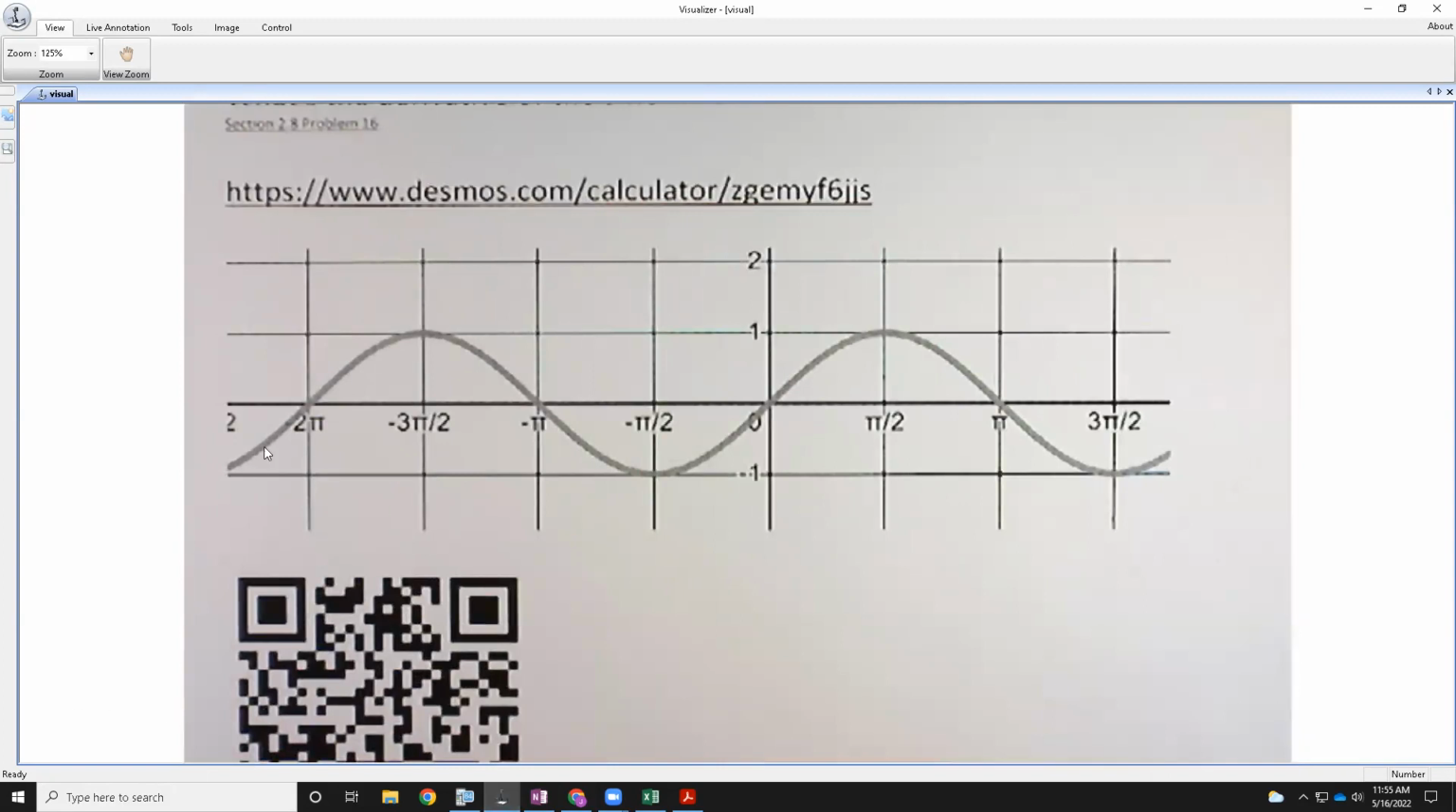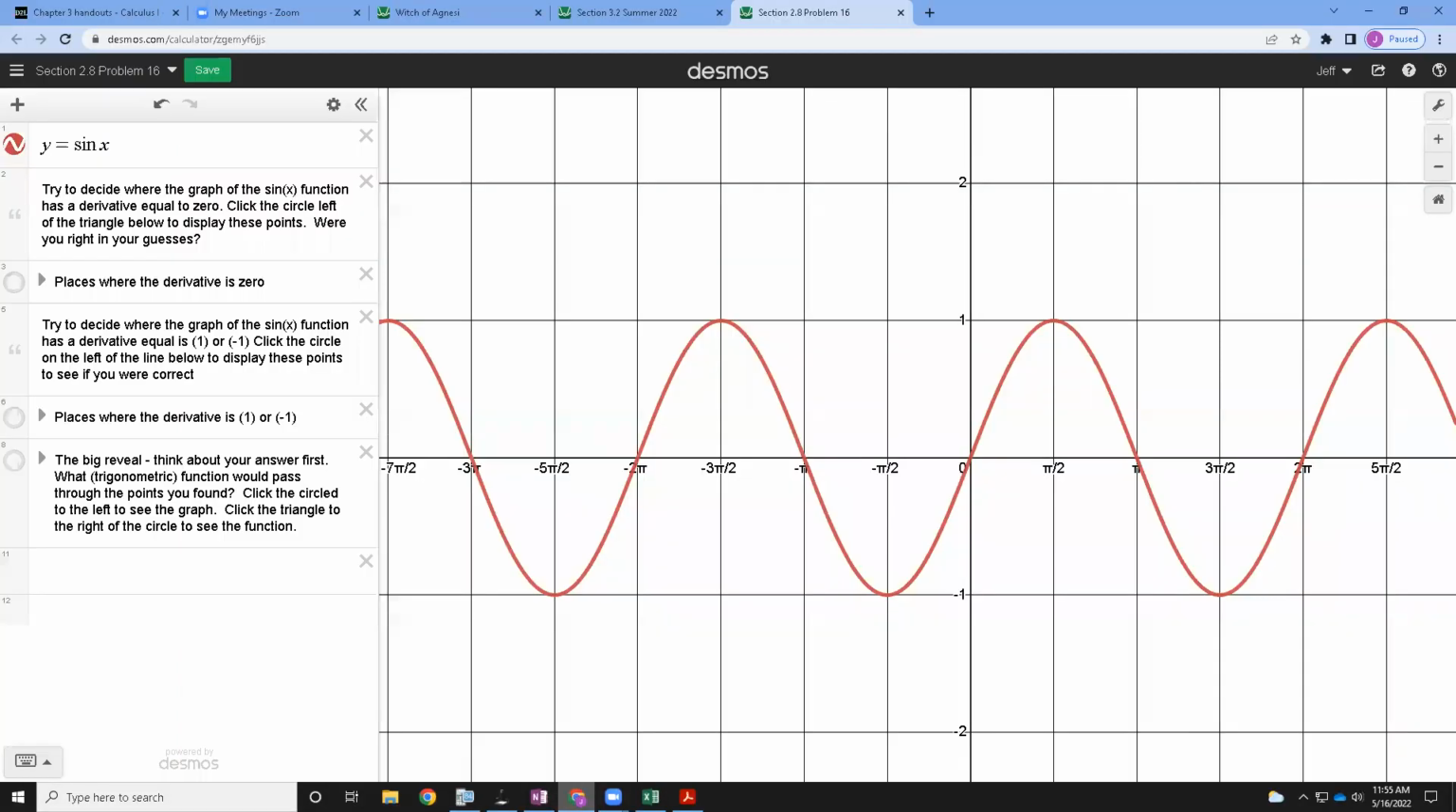So where does this function have a derivative of zero? Remember, the derivative is the instantaneous rate of change. So you want that instantaneous rate of change to be nothing, to be flat. So where are you going to have a horizontal tangent line to this graph?